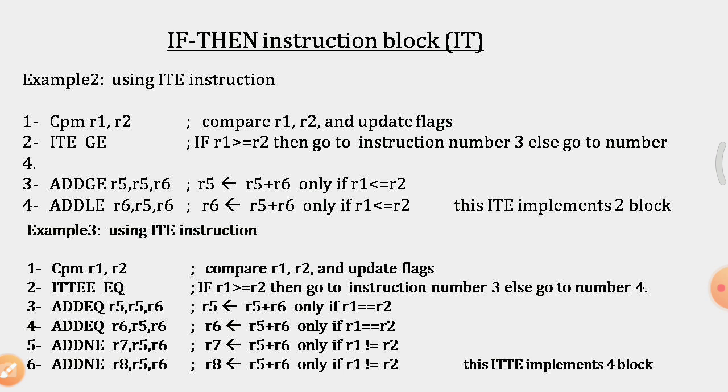Equal to else. Else go to number 4, that is in the fourth line ADDLE R6, R5 and R6. Here 2 different instructions are there, ADDGE and ADDLE. So out of these 2 instructions, only one instruction is going to be executed according to ITE. So if condition is true, ADDGE will be executed. If condition is false, then ADDLE is going to be executed. So here it's a 2-block implementation.